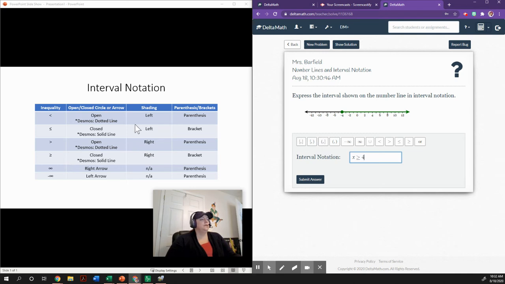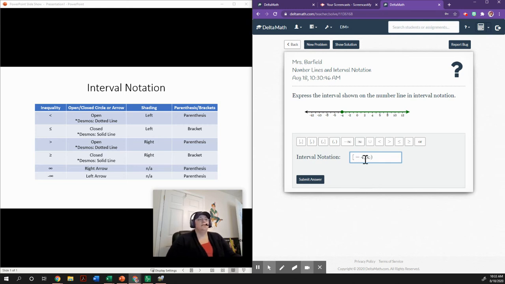Then I go down here to infinity. I go all the way over here, and that's a parentheses. So let's delete that. I want bracket, parentheses. So I want -4 next to the bracket because that gives me that greater than or equal to. And then here, I want positive infinity.